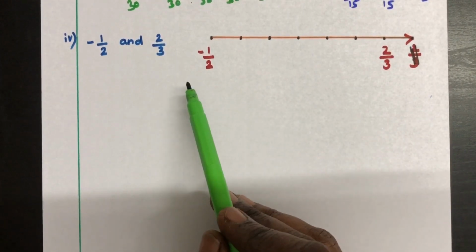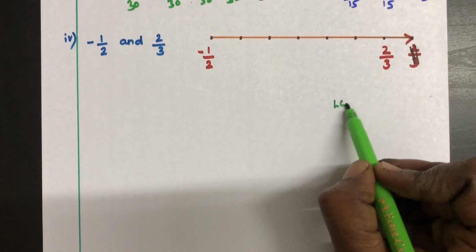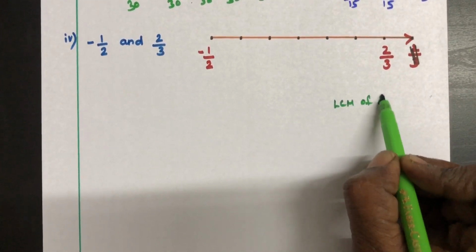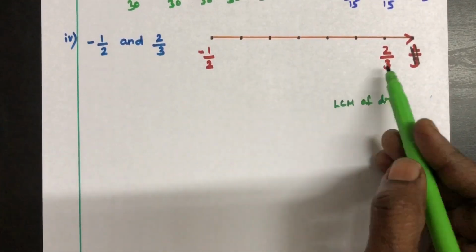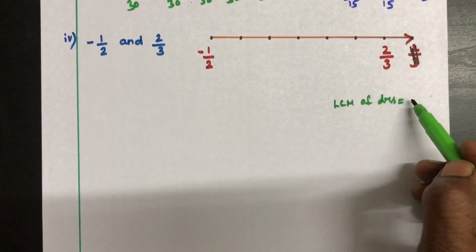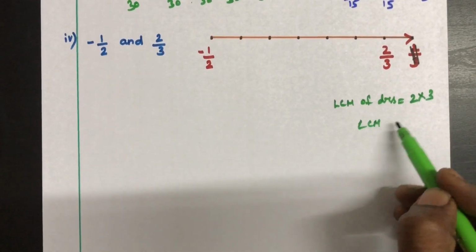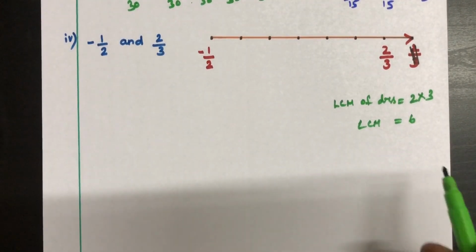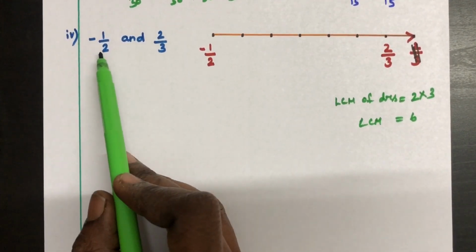Here also we are going to find 5 rational numbers between minus 1 by 2 and 2 by 3. It is also in fractional form. If it is in fractional form, just find the LCM of the denominators. What are the denominators here? 2 and 3. 2 and 3 don't have any common factor other than 1, so just multiply 2 and 3. So the LCM is equal to 6 here. Right? Now we are going to make our denominator 6.